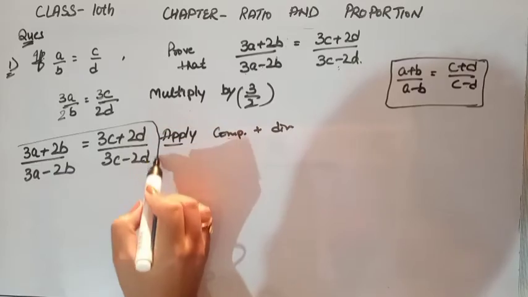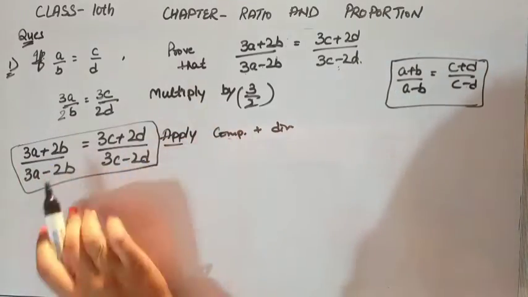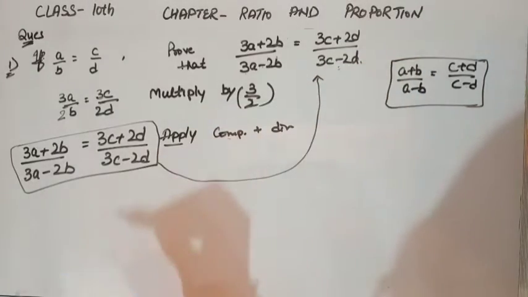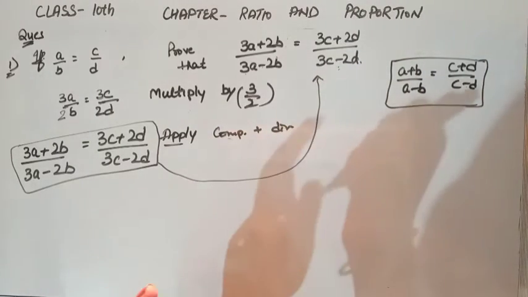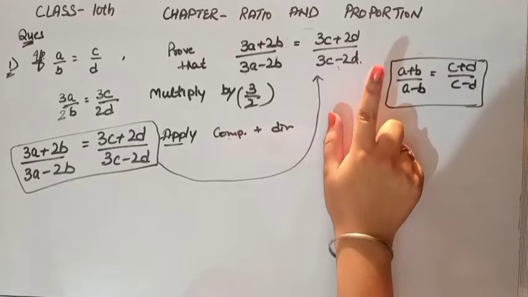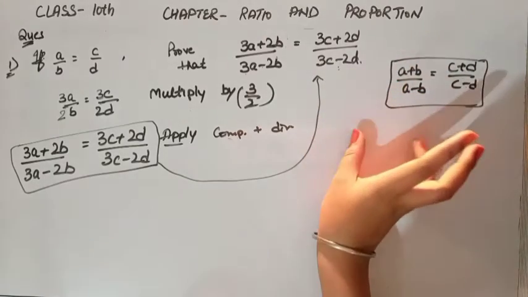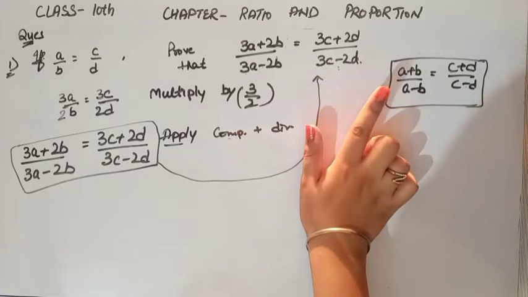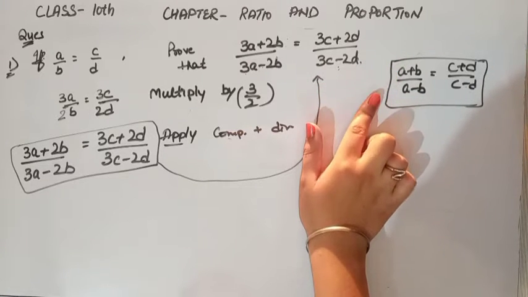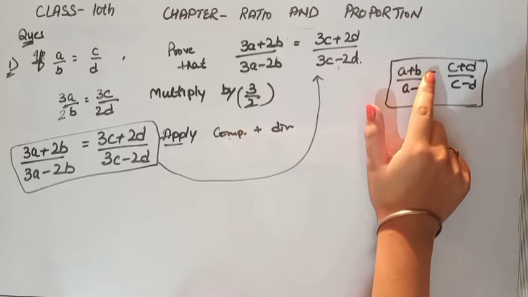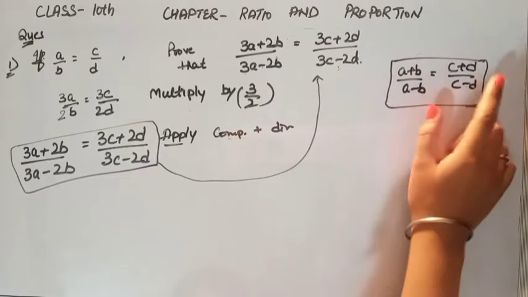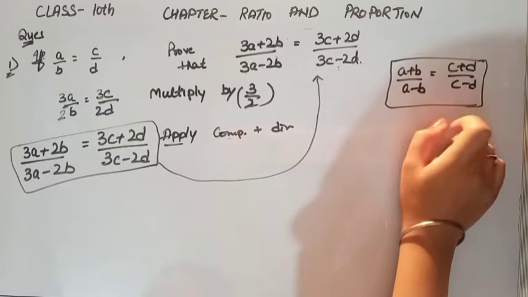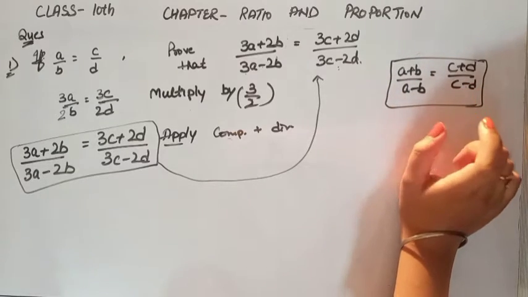This is the result we obtained by applying componendo and dividendo, and this is the answer to your question. So let's again discuss what componendo and dividendo is. When applied together, you add the two quantities in the numerator and subtract the same two quantities in the denominator. So we get (A plus B) upon (A minus B) is equal to (C plus D) upon (C minus D). Let us discuss one more question on this part.